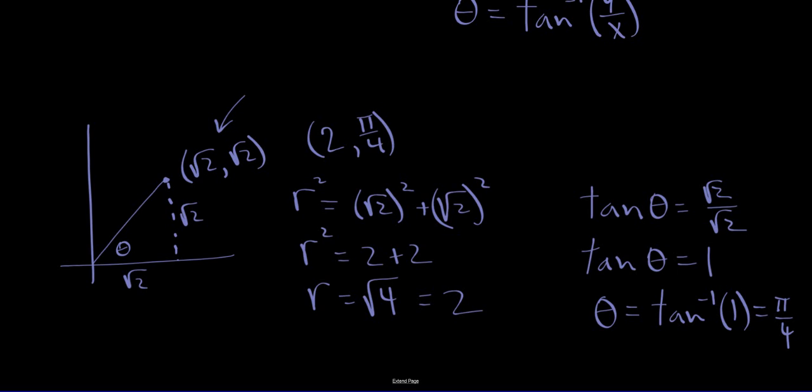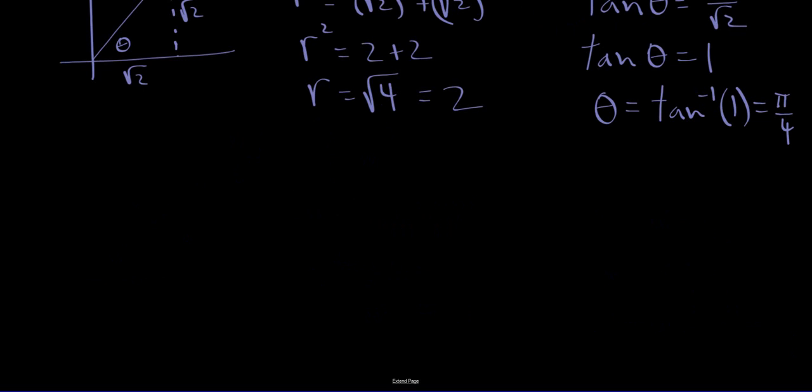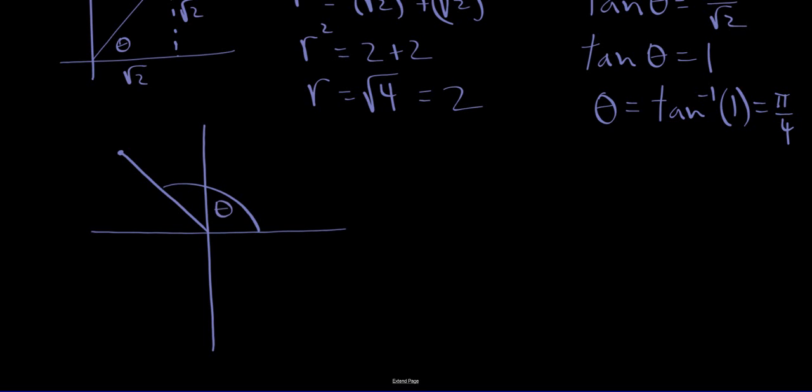Now, we have to be a little bit careful because let's suppose instead of that angle, let's suppose we have this. Let's suppose that we have this point. Okay, so here's my theta, and this point up here is negative square root of 2, square root of 2. And we want to describe that point. Well, here's what we do. r is going to be the same. r is 2.